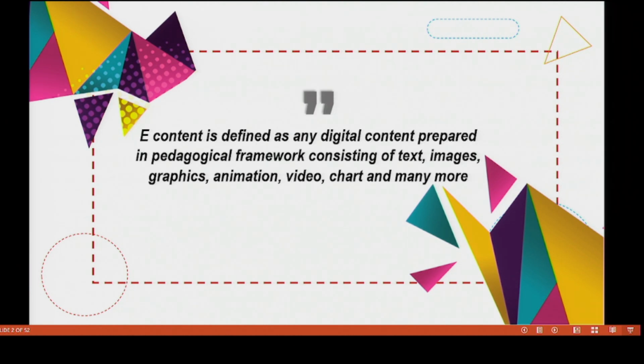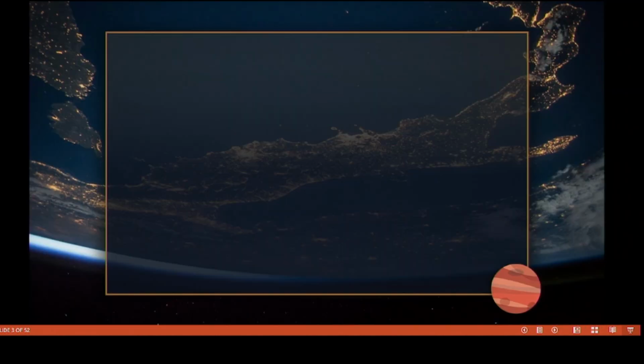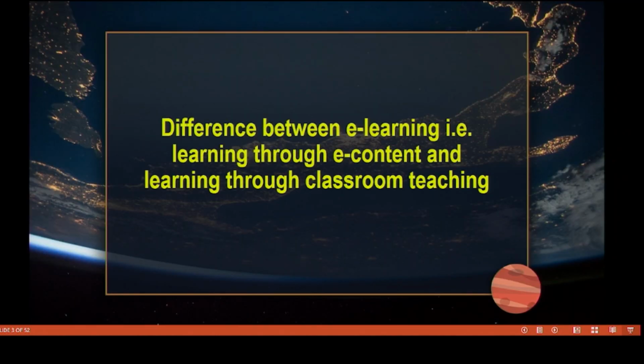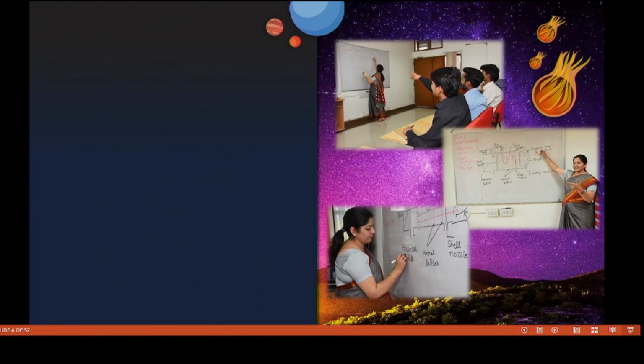Because e-content is defined as any digital content prepared in a pedagogical framework, consisting of text, images, graphics, animation, video, charts, and many other objects, right? Now let us see what is the difference between e-learning, that is learning through e-content, as well as learning through classroom teaching. Now let us see with an example.